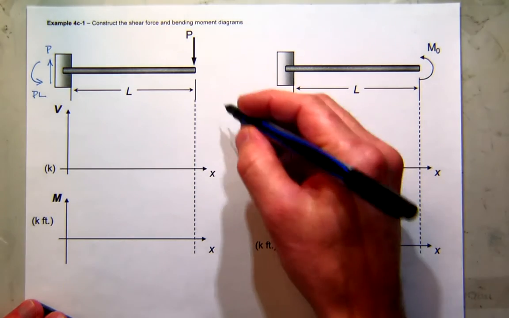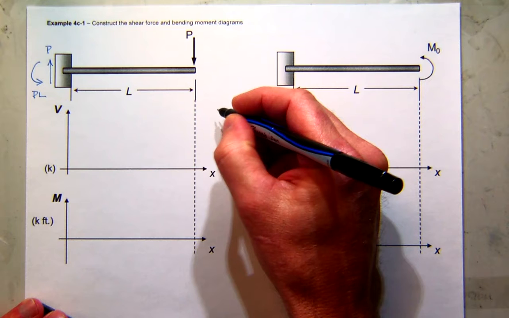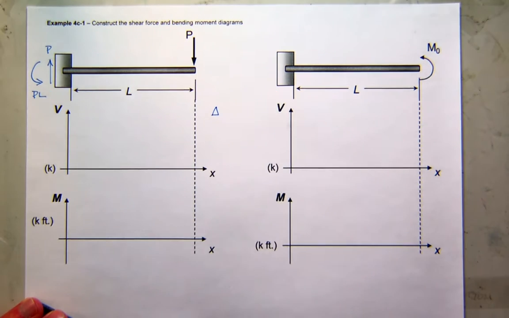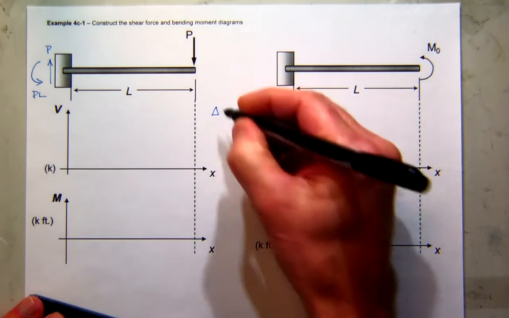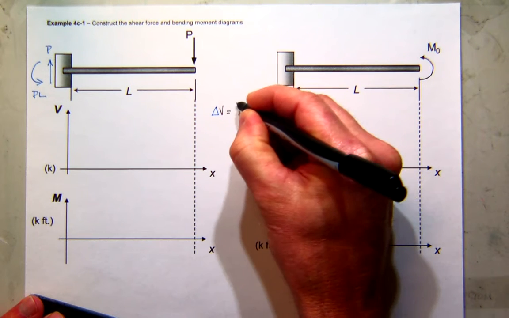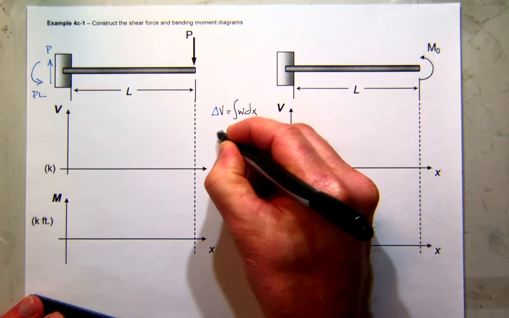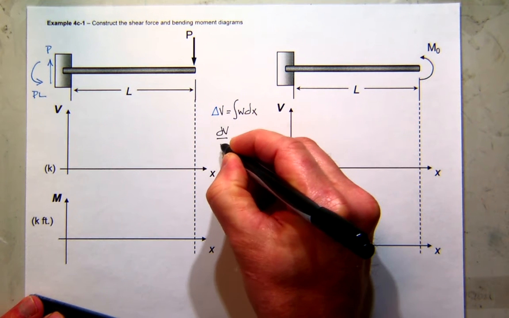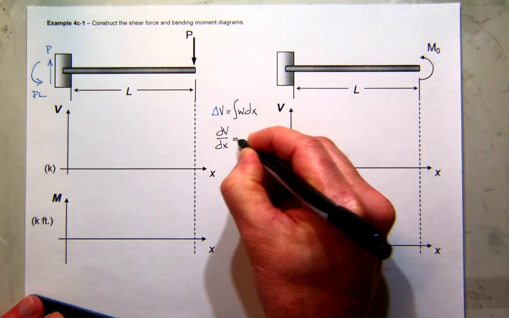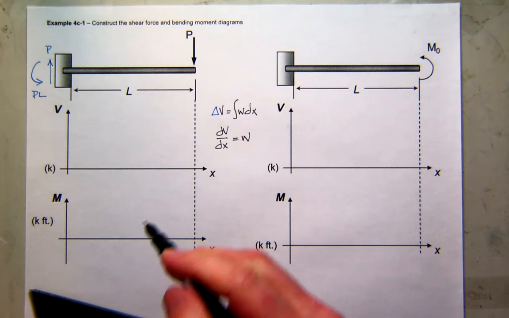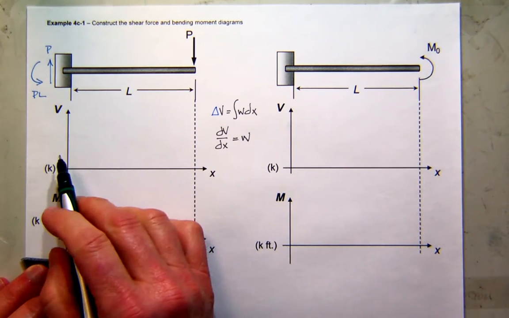So remember, our differential relationships are that the change in shear is the area under the load curve, and then that the slope of the shear diagram is given by the load. So let's use those two things to help us build the shear diagram. So starting here, we usually work from left to right.